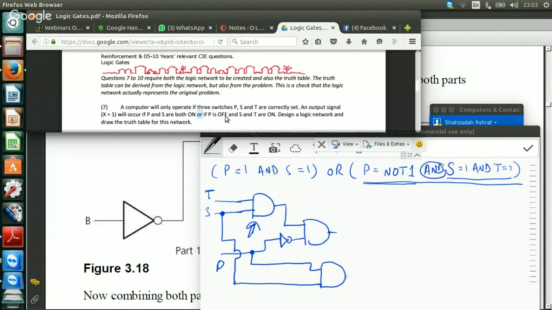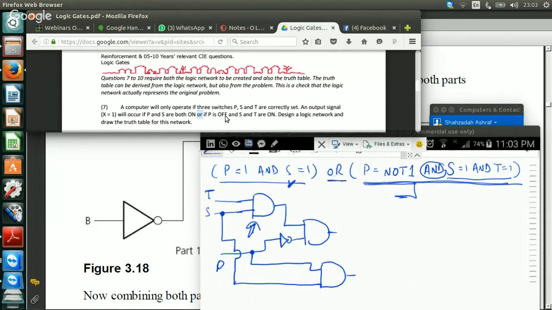All right. So we have done with this part. We have done with this part. This part is this whole thing. Okay? And this is this whole thing. Okay? So now what is the remaining part? Let's join these two brackets with this OR gate.